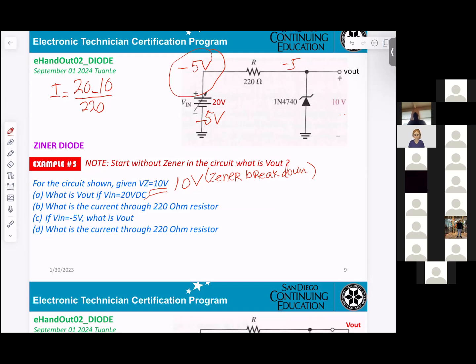I'm asking you. Okay, now you said you get minus 5 volt, correct, right there. It's not higher than 10 volt. So the Zener is not in breakdown. That's the first thing. They're not in breakdown, right? Now you have to tell me the diode is on or off.